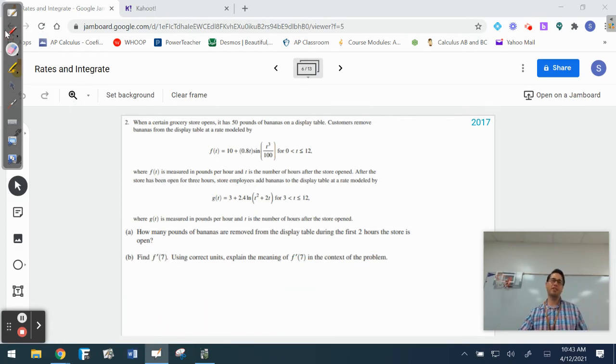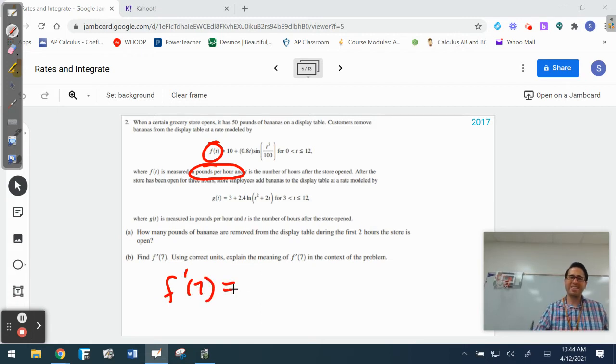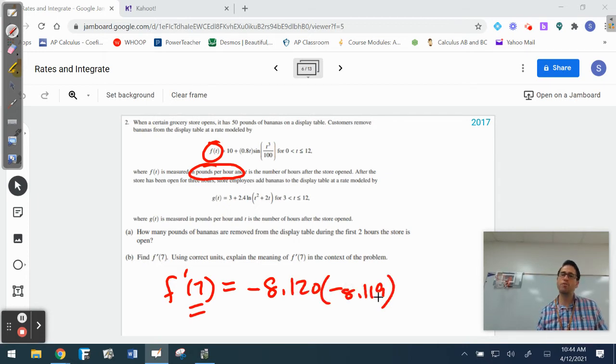Okay, now here, part B, it gets a little tricky. Every year, students really miss this one because it asks, what's f prime of 7? Well, f is already a rate, right? It says that's pounds per hour. So if I take the derivative, all you have to do is math 8 and plug a 7 in. You get negative 8.120 or negative 8.119, depending on whether you round or truncate. But they ask you to, using correct units, explain the meaning. If f of t is already a rate in pounds per hour, this will be pounds per hour per hour. And yes, class, you may say pounds per hour squared, but that takes care of it.